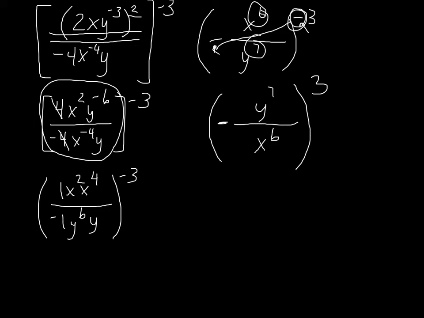Now I need to cube everything. That includes cubing the negative, cubing the y to the 7th, and the x to the 6th. So when I cube a negative, we should all know by now that the negative will stay. The y then becomes y to the 21st, and then x to the 18th.